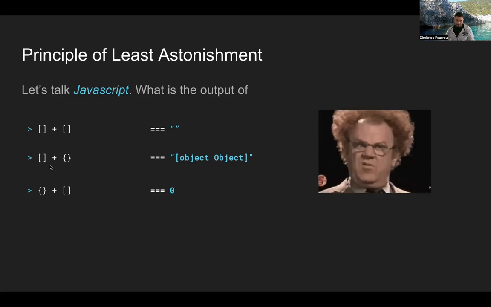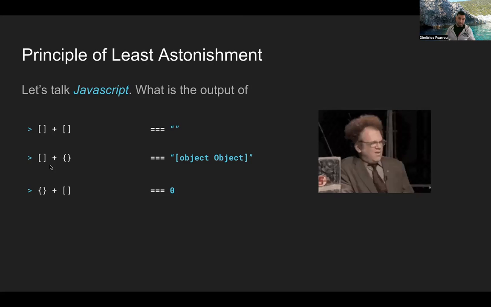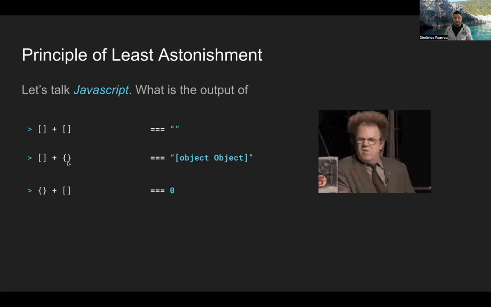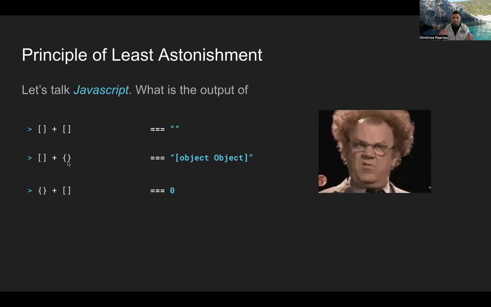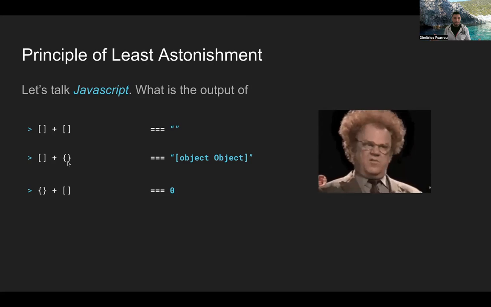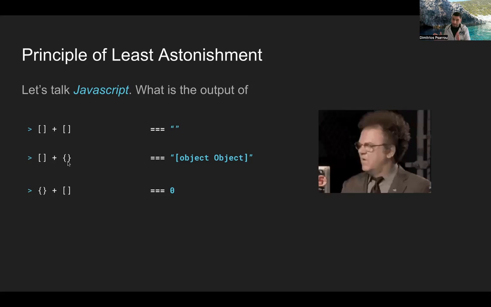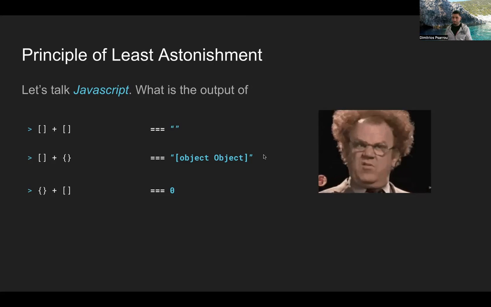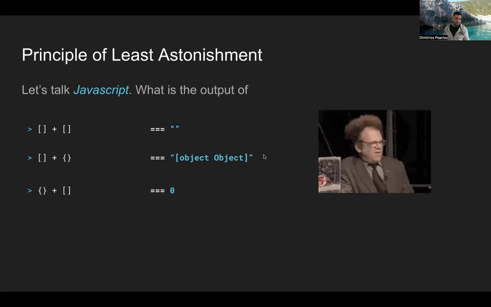Now what happens in the second case? We have an empty array, which is an empty string, and then we have an empty object. Now, an empty object internally is converted into the string "[object Object]". Yes, this is what is happening internally in JavaScript. So basically you have an empty string plus the string "[object Object]", and then you get the string "[object Object]". So now this should be a little bit clearer what is happening in JavaScript.